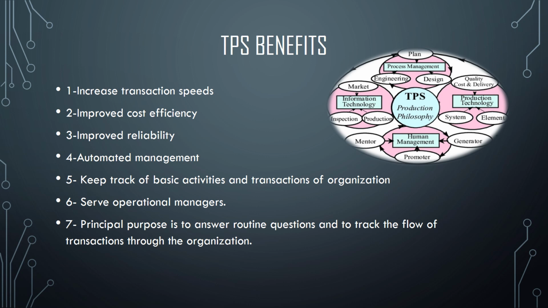Number 4, automated management. A TPS automates much of a company's internal resources and revenue management. By increasing automation, employees can spend less time reviewing transactions. Automation is an important part of increasing the profitability of a business because it offers employees more time to focus on engaging tasks. Number 5, keep track of basic activities and transactions of the organization, such as sales, receipts, cash deposits, payroll, credit decisions, and flow of materials effectively.